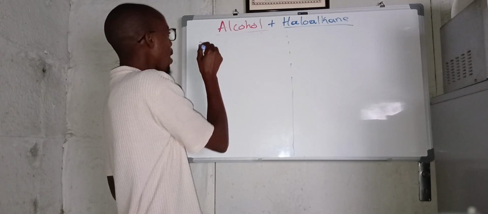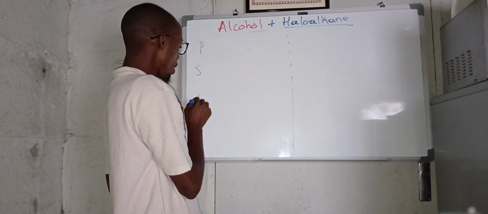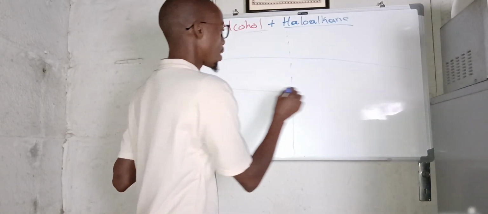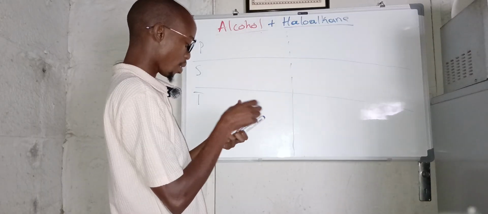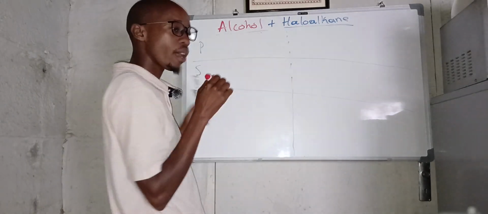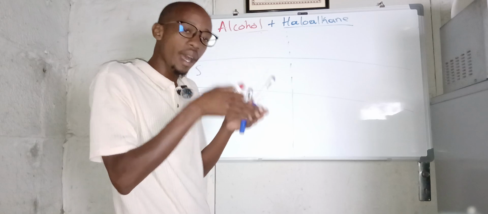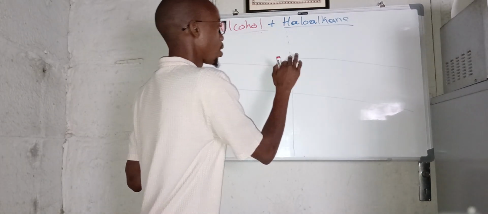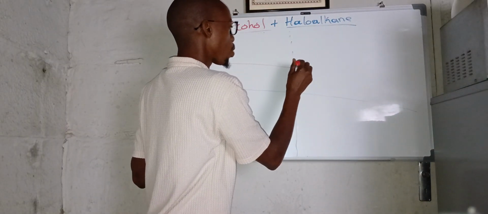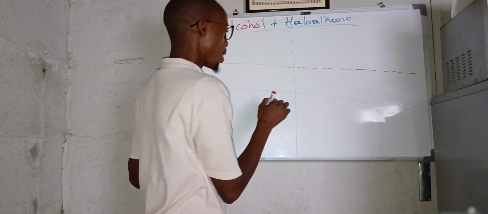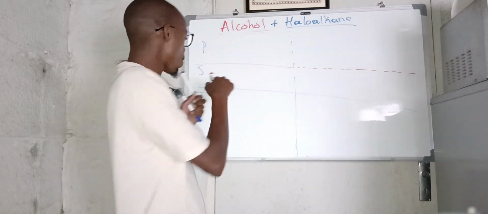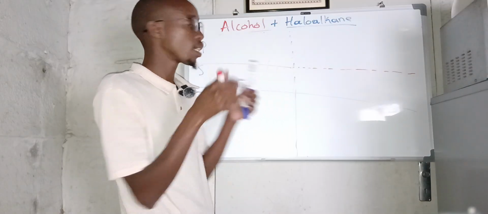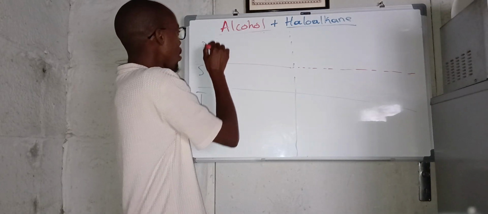I'm going to use P for primary, S for secondary, T for tertiary. And then I'm going to draw the structures that belong to all of the three, and then we see what is basically happening. So primary alcohol has the functional group on a carbon that is bonded only to one other carbon. The carbon bonded to the functional group is bonded only to one other carbon. And then for secondary alcohol or haloalkane, let me show you as I draw this.